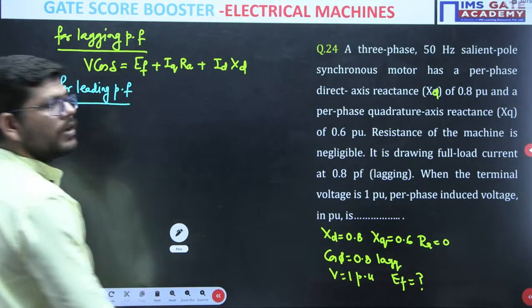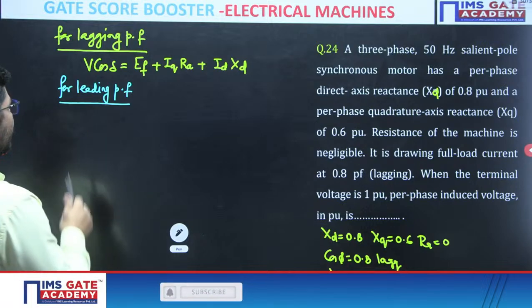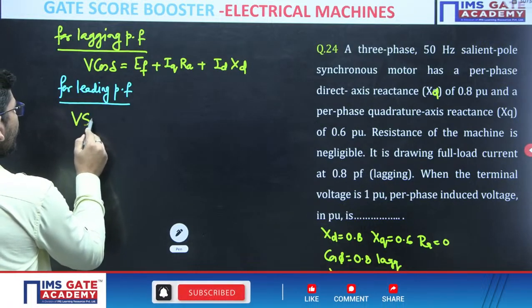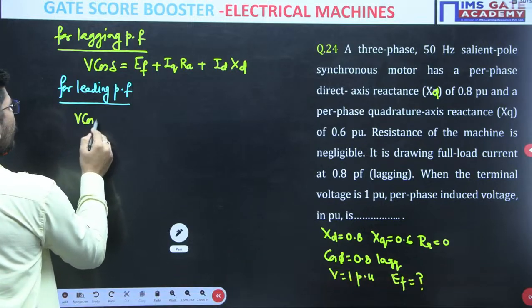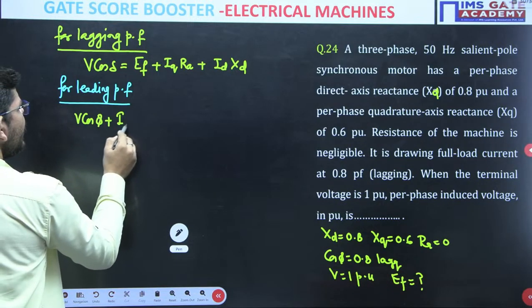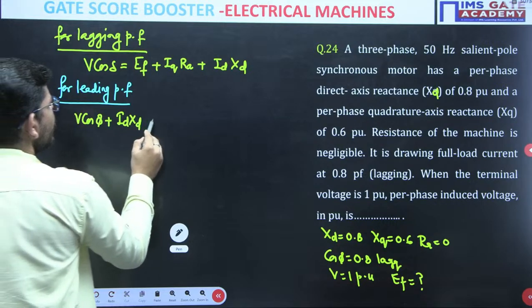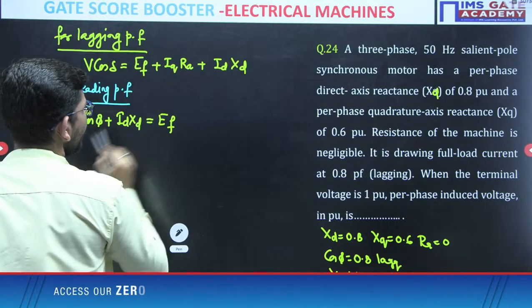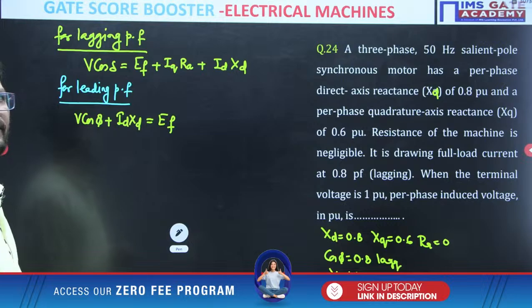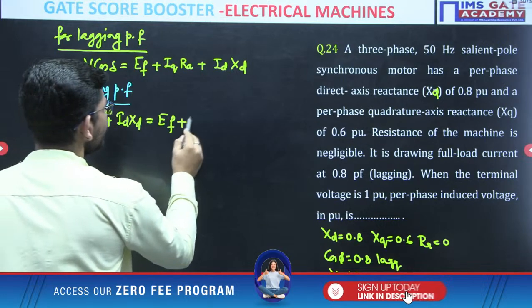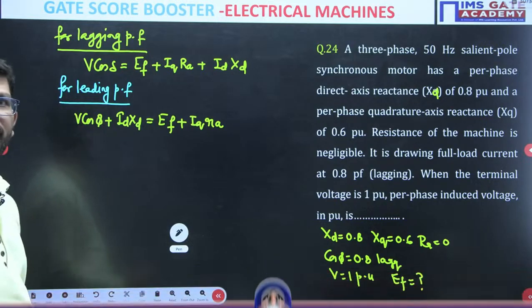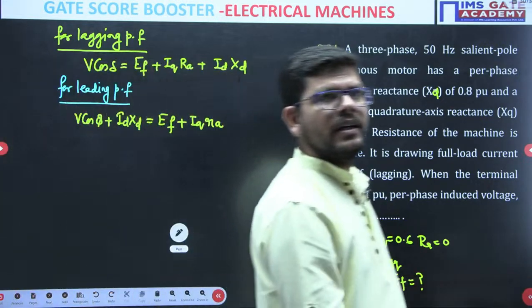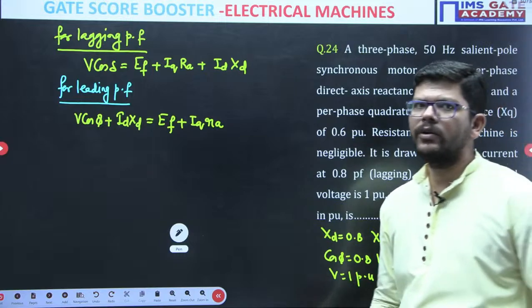What is the formula for leading power factor? I think it is V sin del, sorry, V cos del plus ID XD equals EF minus, sorry, EF plus IQ RA. Okay, am I correct? Can anybody tell me, Bindu or Medha, whether I have written the correct formula? I hope that I have written it right.